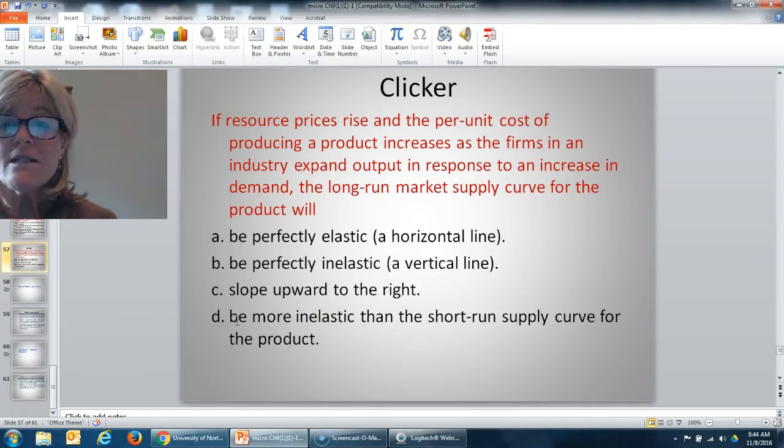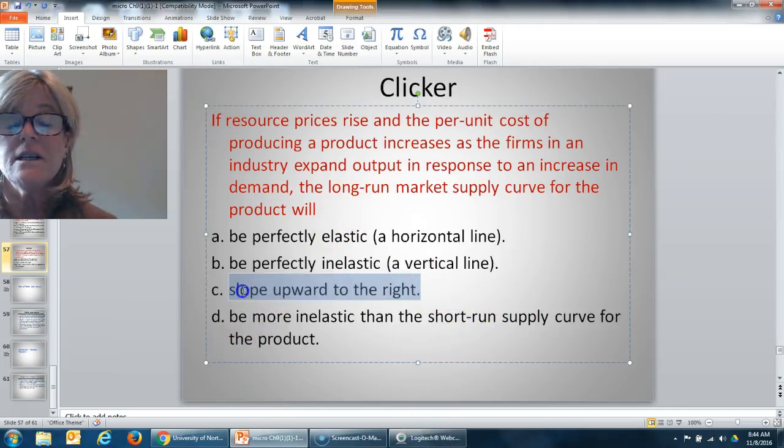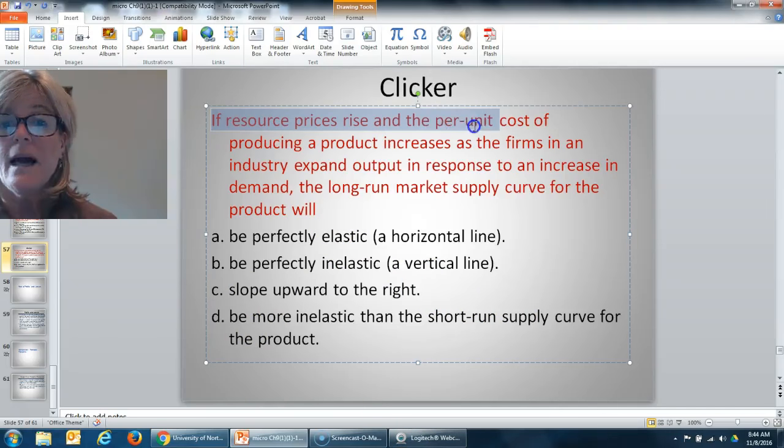If resource prices rise and the per unit cost of producing a product increases as the firms in the industry expand output in response to an increase in demand, the long run market supply curve for the product will slope upward to the right. So this is the definition of an increasing cost industry. That is, resource prices go up as you expand production. As resource prices go up as you expand production, that's an increasing cost industry, and you're going to have a supply curve in the long run that slopes upward to the right.